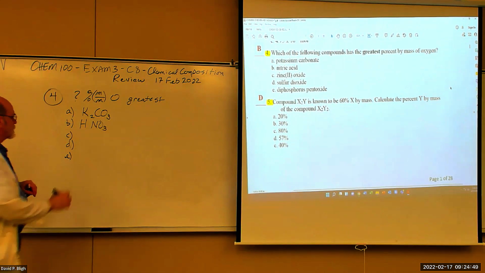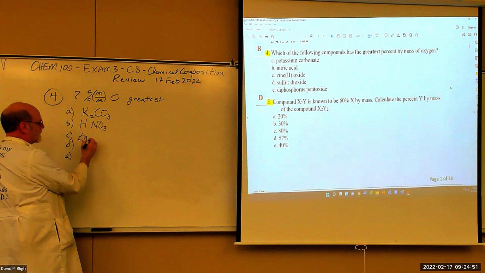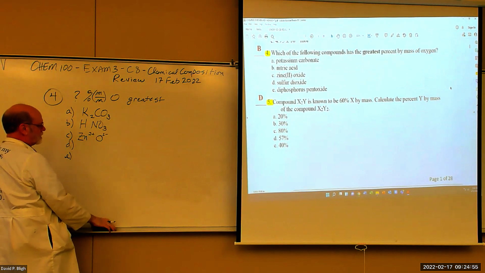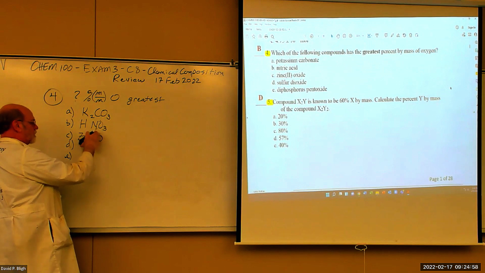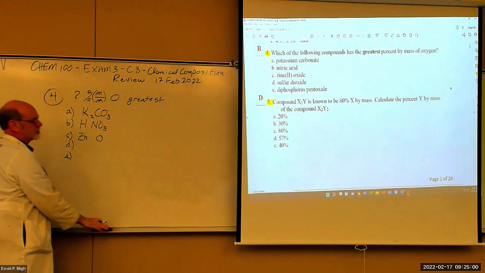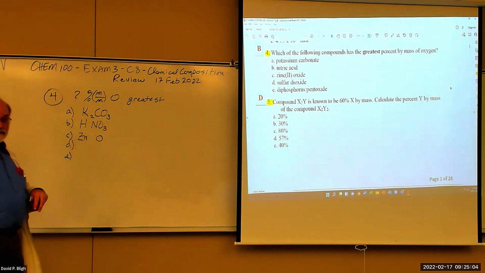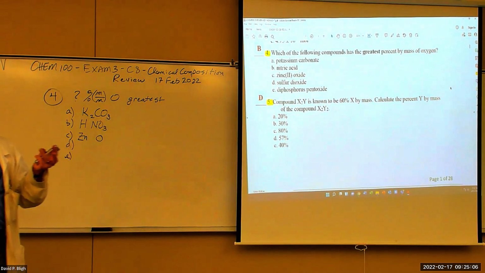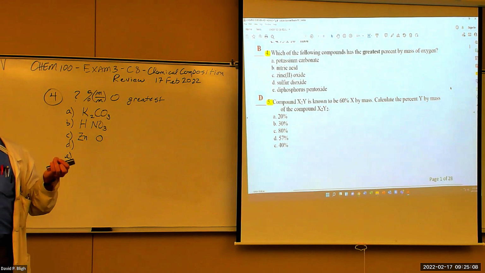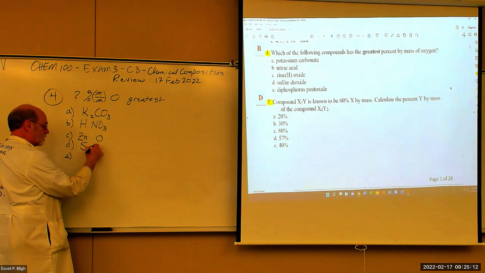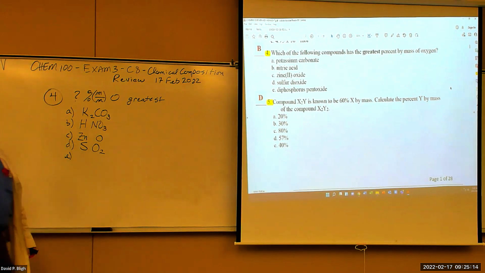About zinc oxide. Zinc has a 2+ charge. Oxygen has a 2- charge. That's it. 1 and 1 is the proper ratio. Sulfur dioxide. All right. What type of compound is that? Sulfur and oxygen. It's type 3. Right? So it just tells us how many there are. Sulfur, 2 oxygens.